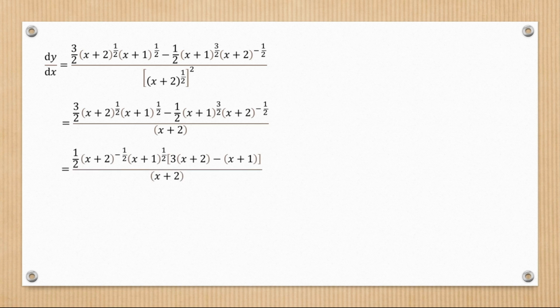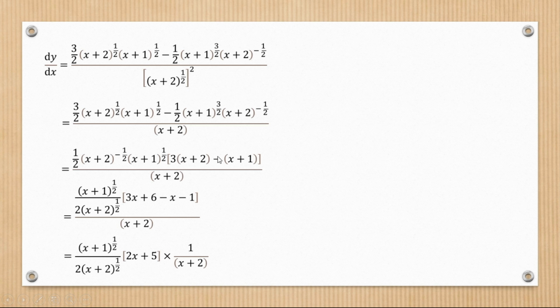So now we're going to factorize out a half, then we're also going to factorize out x plus 2 to the power negative a half. Then you can also factorize out x plus 1 to the power a half to actually simplify that better. Then inside the brackets we're left with 3 into x plus 2 minus x plus 1 over x plus 2. And then you can actually see here that now since this is the power negative a half, we can actually change that and take it to the bottom. Then this is actually what we are left with.